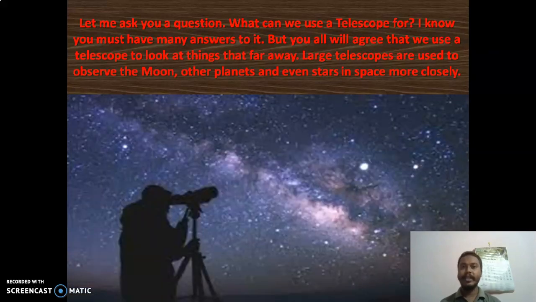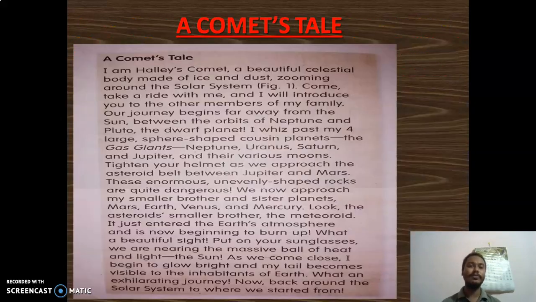What can we use a telescope for? I hope you all know what a telescope is. It's a big thing with which you can look at the sky, at far away things. Whether you have seen it in real or in a picture, you know what a telescope is for, right? We use a telescope to look at things that are far away. Large telescopes are used to observe the moon, other planets, and even stars in space more closely. That's what a telescope is mainly used for.